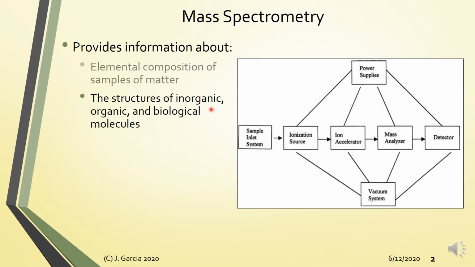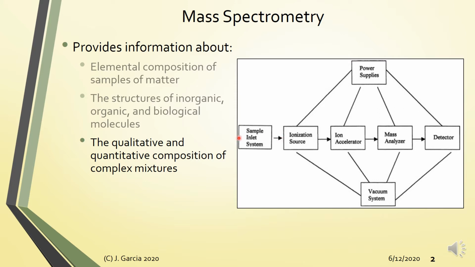So we can even use mass spec for, say, determining the structure of proteins or enzymes. So the relatively new fields you hear about, like proteomics, the omics in general, usually they rely on mass spectrometry as one of their tools for elucidating the structure of these large biomolecules. Okay, so mass spectrometry can be used for both qualitative and quantitative composition.